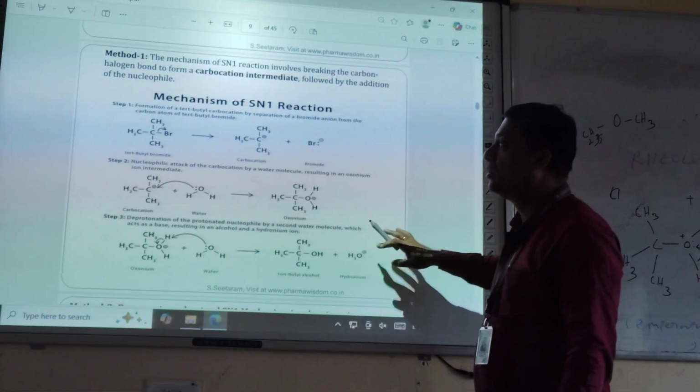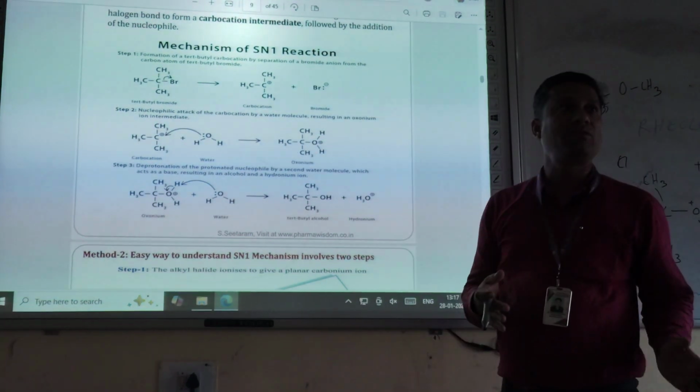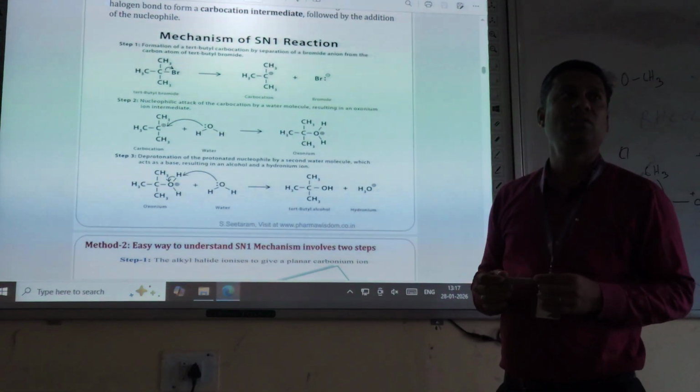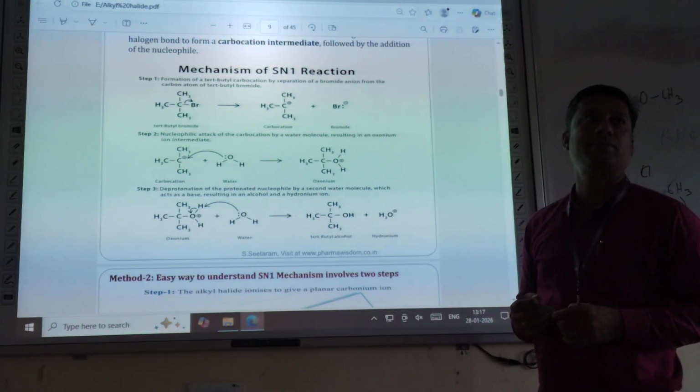And in step 2, why are you making sound? Clearly, it is clearly visible.